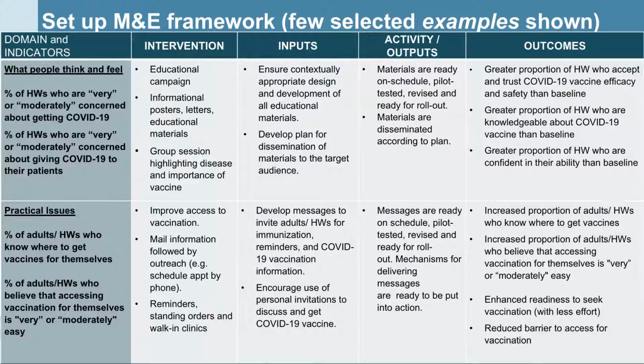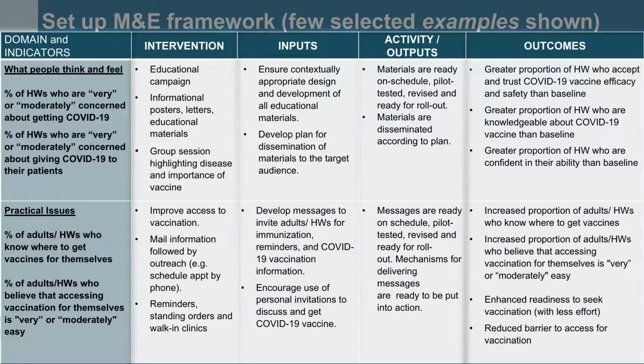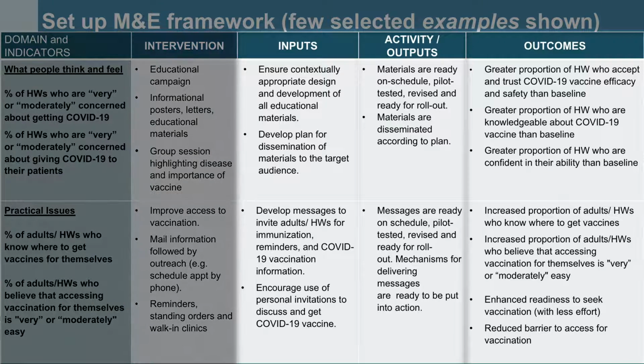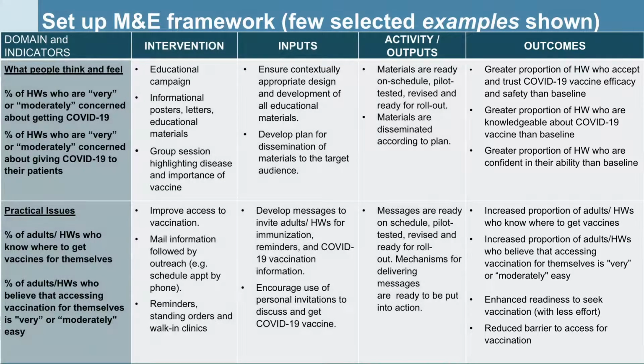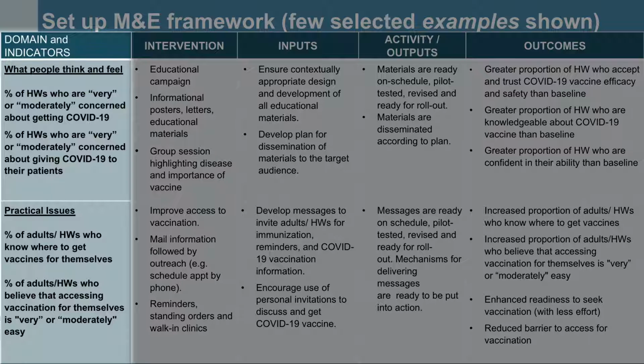In this slide, we'll walk you through setting up an M&E framework in a practical orientation. In the columns, you'll see they're headed by domain and indicators, intervention, inputs, activity and outputs, and outcomes. We'll work from left to right. An indicator could possibly be, under the rubric What People Think and Feel, the percentage of health workers who are very or moderately concerned about getting COVID-19 vaccines, or percentage of health workers who are very or moderately concerned about giving COVID-19 vaccines to their patients.